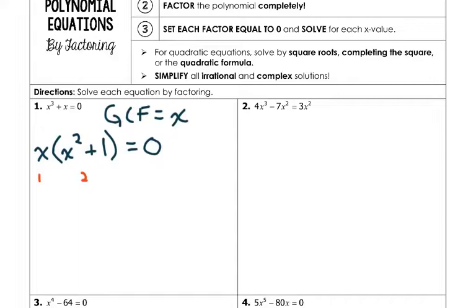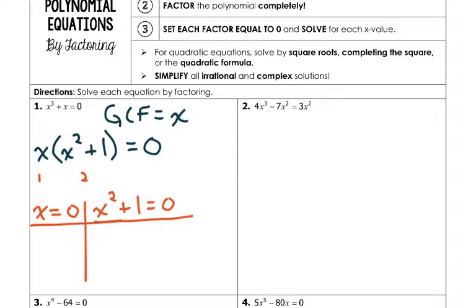When we factor this out, we get x times x squared plus 1 as two factors. We need to set each of those equal to 0. So first, x equals 0, and we also have x squared plus 1 equals 0. x equals 0 is done for us. We have our answer, x equals 0, so we'll go ahead and box that one.